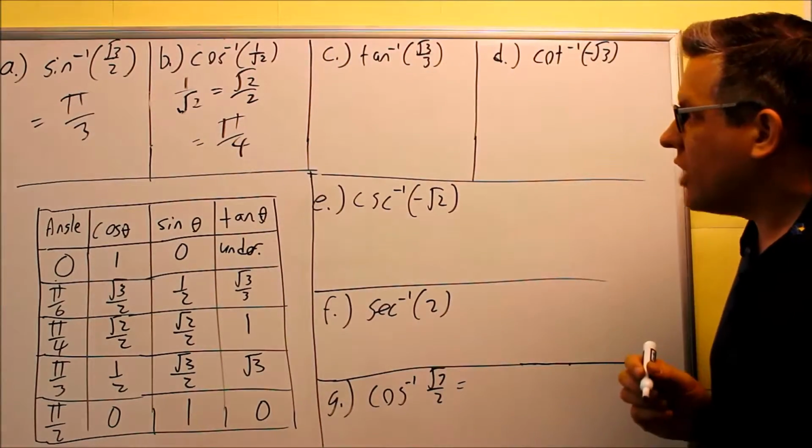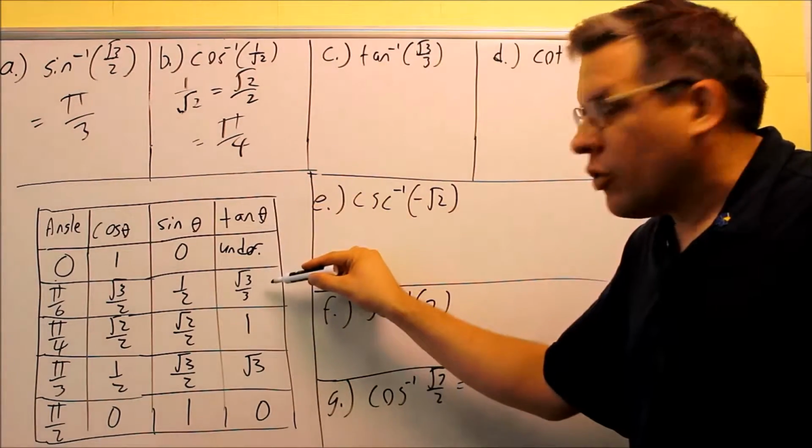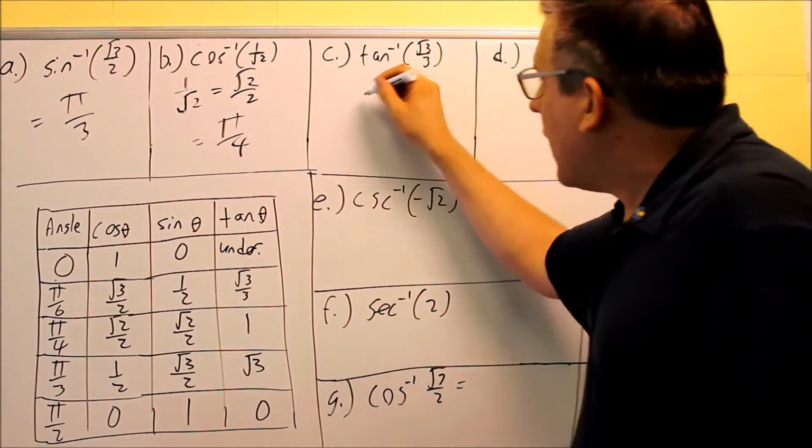For C, we have inverse tangent, root 3 over 3. Look at the tangent column. We go down to root 3 over 3. The angle associated with that is pi over 6.